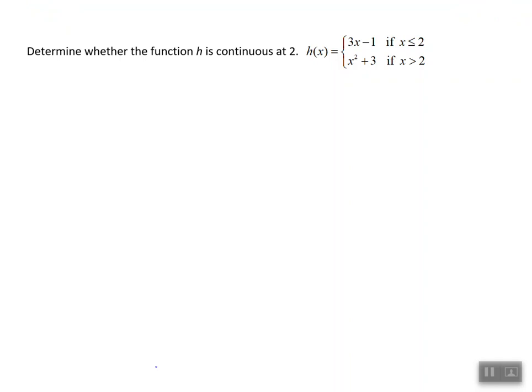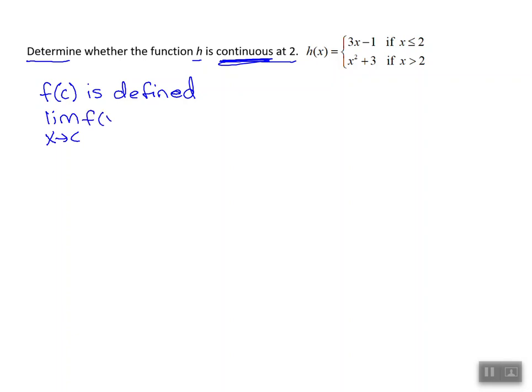In this example, we will determine whether the function h is continuous at 2. So remember, when we see continuous, we think of our three parts of the definition of continuity. The function value f of c is defined. The limit as x approaches c of our function exists. And those two things equal each other: the limit equals the function value.